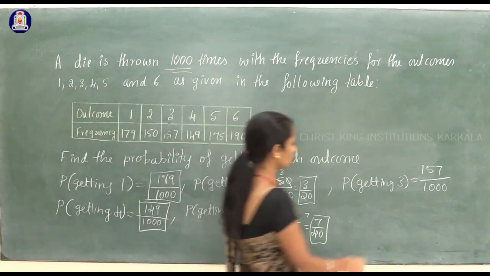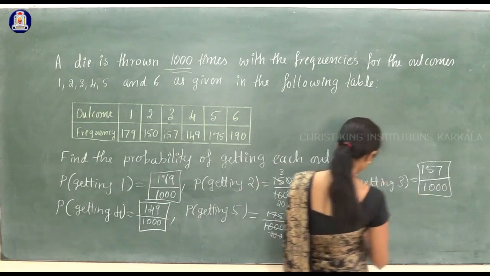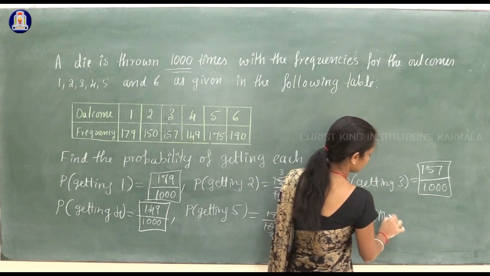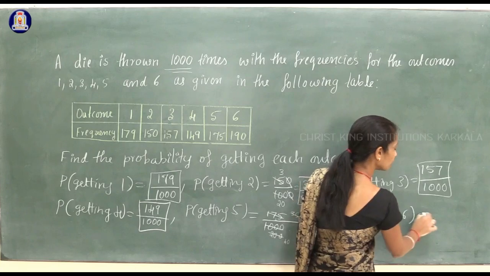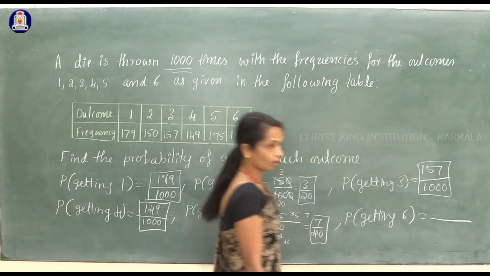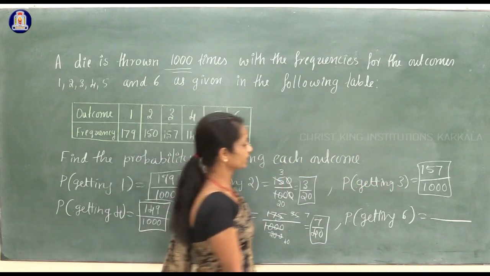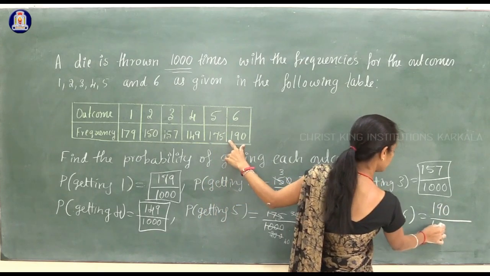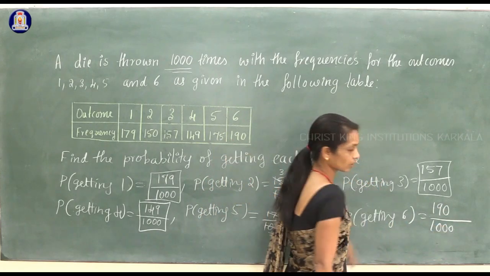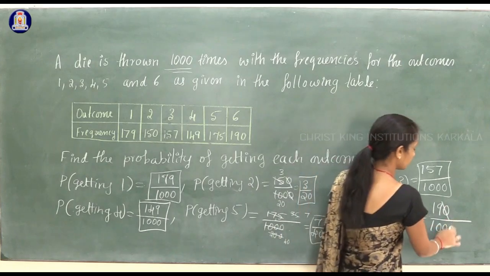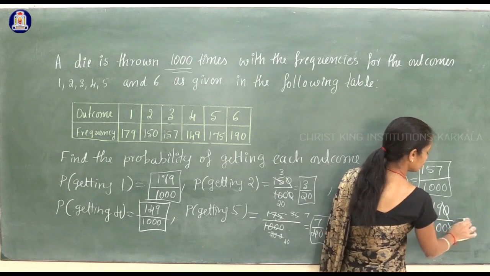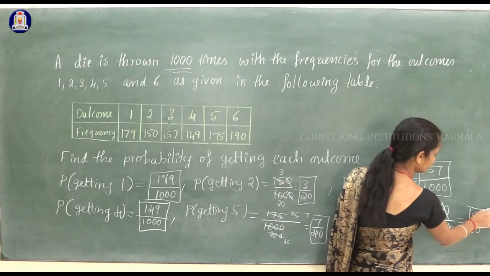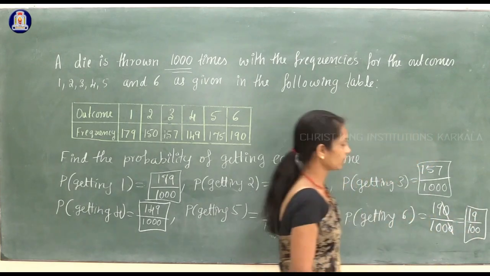Now the probability of the last one, the probability of getting number 6 on the die, that is equal to how many times we got 6 on the die, in the numerator, that is 190, dividing by the total number of throws, that is 1000. Here the last zeros you can cancel, so the simplified probability answer is 19 by 100. This is the probability of the last outcome.